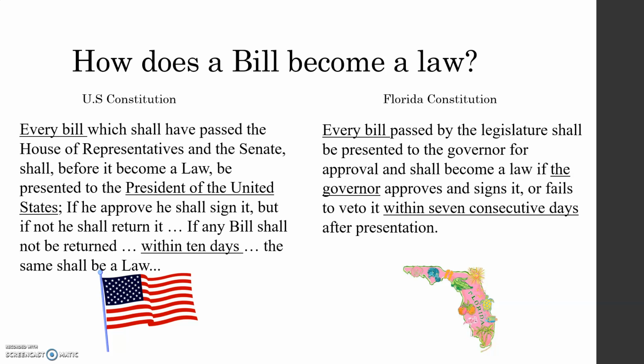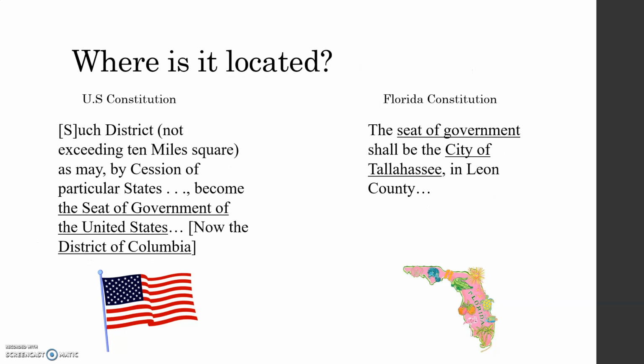For passing Florida laws, every bill passed by the legislature shall be presented to the governor for approval and shall become a law if the governor approves and signs it or fails to veto it within 7 consecutive days after presentation. So the governor has a week when the president has 10 days. Where is it located? And this is the last comparison I'll do. I mean, obviously you can keep going, but we're just kind of doing basics for our needs.